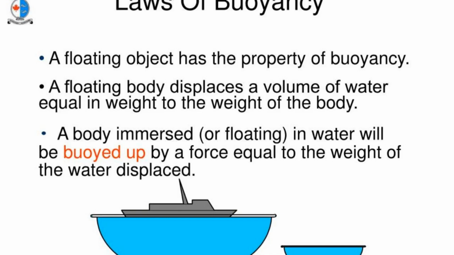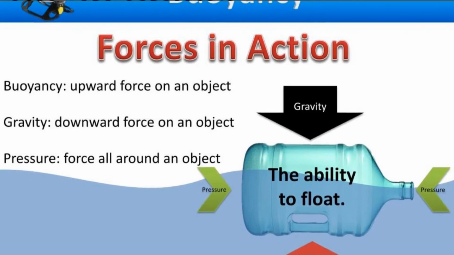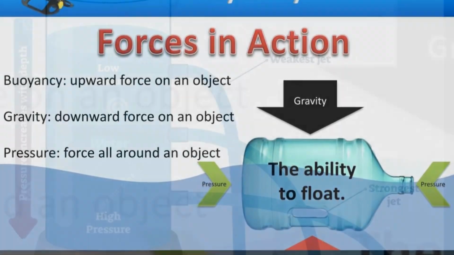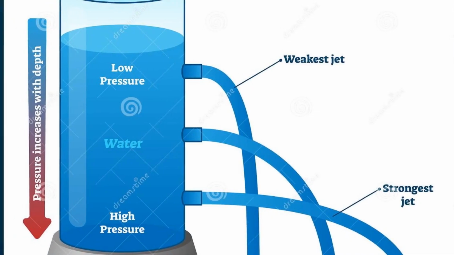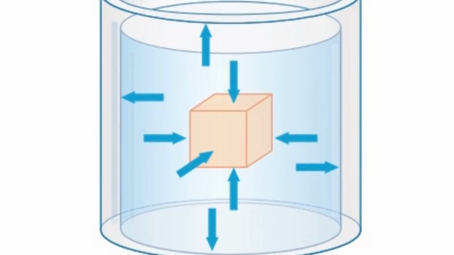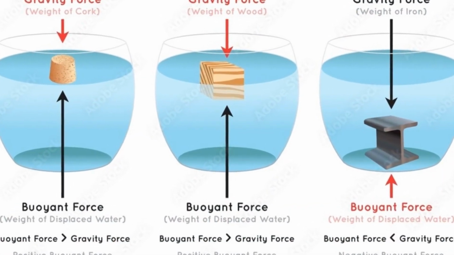The concept of buoyancy can be explained by the differences in pressure acting on opposite sides of the object immersed in the fluid. The pressure in a fluid increases with depth, so the bottom of the object experiences more pressure than the top. This results in a net upward force on the object, which is the buoyant force.